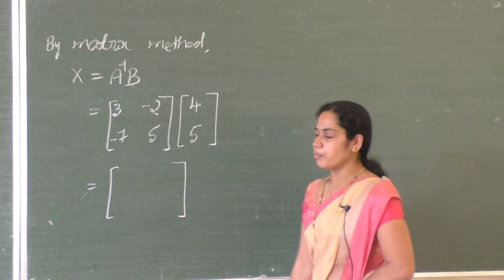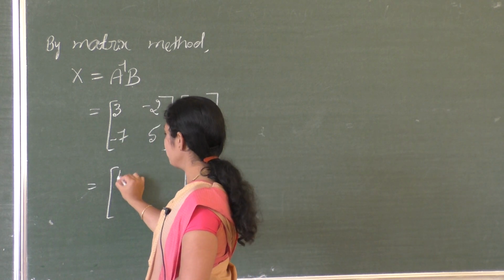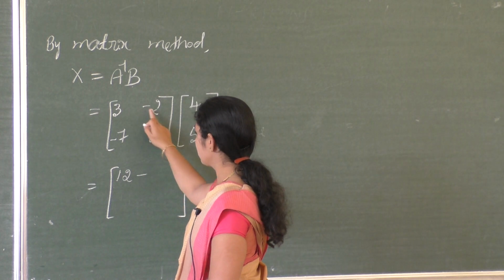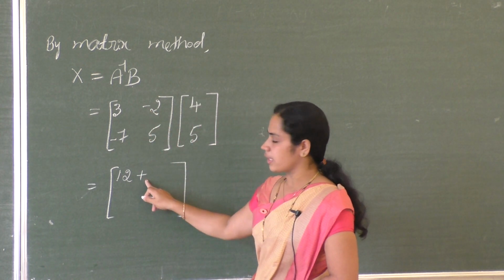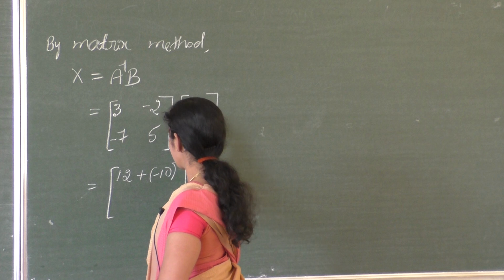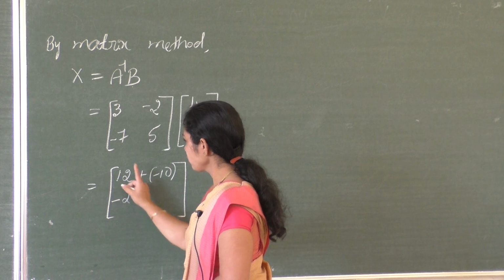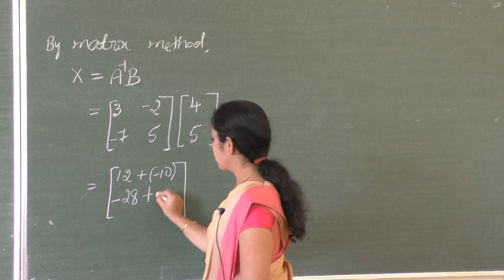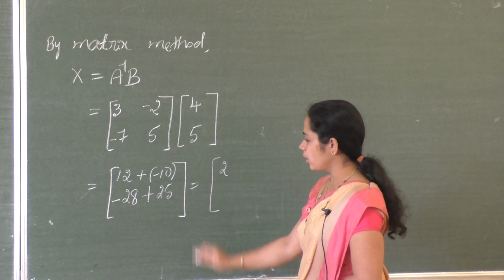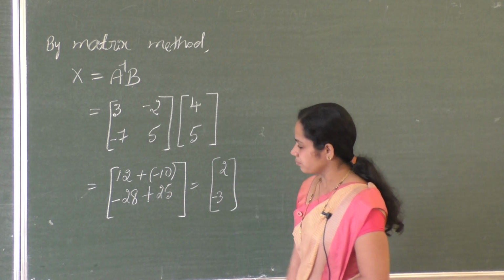Now this is equal to, multiply here, first row, first column, 3 into 4, 12, minus, or we can write plus here, minus 2 into 5, minus 10, second row, first column, minus 28 plus 5. This is equal to 12 minus 10, 2, minus 28 plus 25, minus 3.